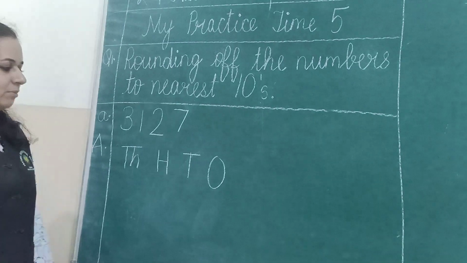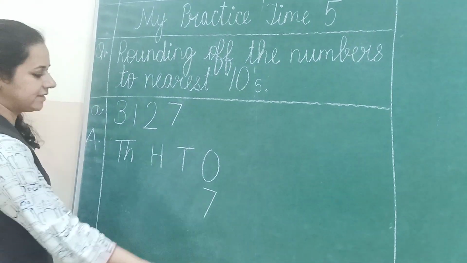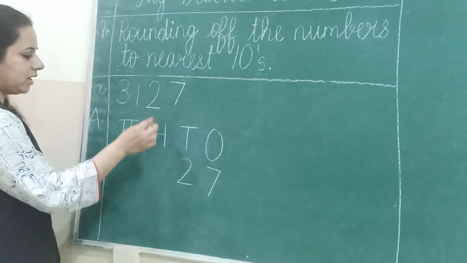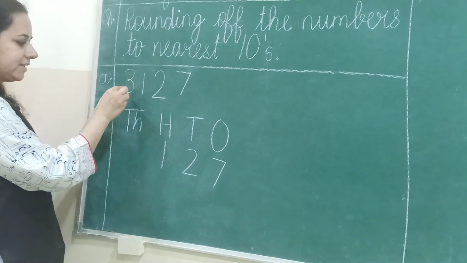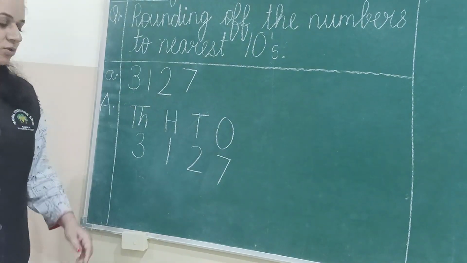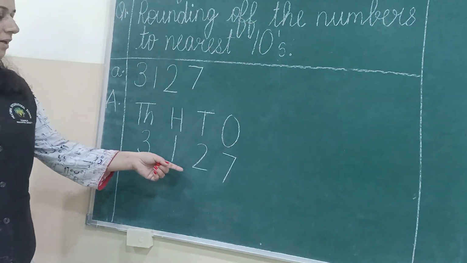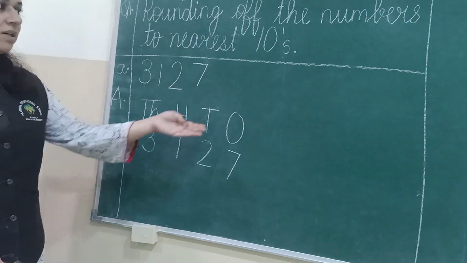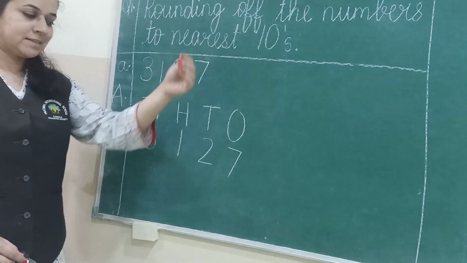Now 7 is coming under ones category. 2 is coming under tens category. 1 is coming under hundreds category. 3 is coming under thousands category. So the number is 3127. Now we will round off this number to nearest tens.